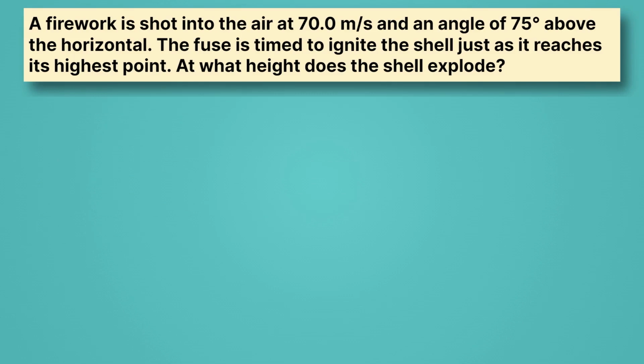Okay, let's jump into a problem. This one says a firework is shot into the air at 70 meters per second and an angle of 75 degrees above the horizontal. The fuse is timed to ignite the shell just as it reaches its highest point. At what height does the shell explode? Well, here we need just a little more info to solve the problem. So before we move forward, let's consider the velocity at the highest point.